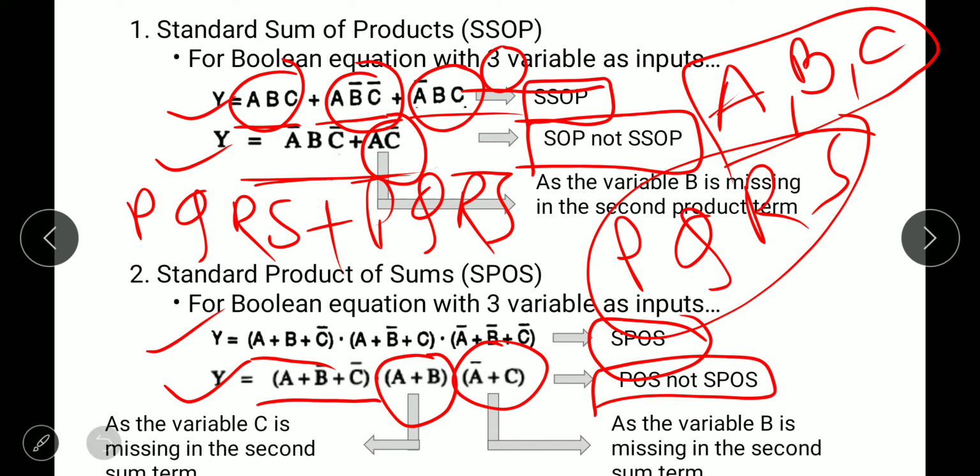But if we do not write S here, then this is not a standard SOP form, because S is missing here. So I think you now understand what the standard SOP form and the standard POS form are. Now we move further.